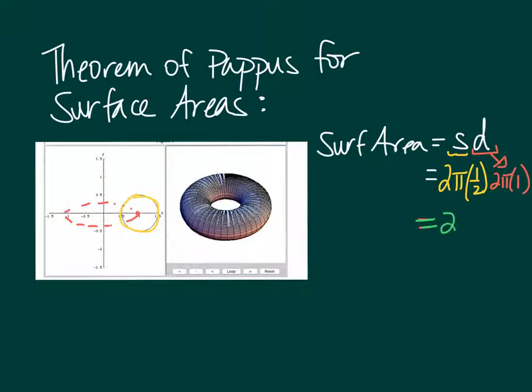Okay, so for this particular torus, the surface area is going to be 2 pi squared. And we can get that again the long way doing actual integrals and using the surface area integral, but this is using nice properties of the centroid, and it's a nice quick way for you to check your integrals.